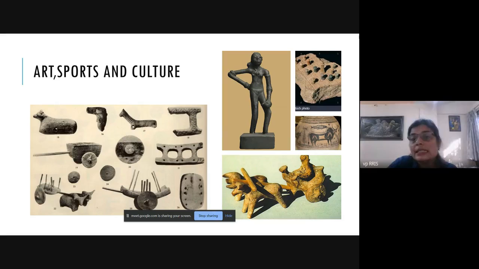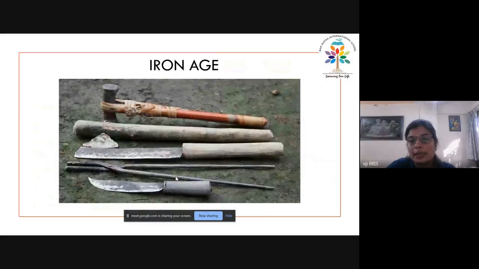If you see this lady standing in a dancing pose, that shows that dance was one of their favorite art forms. Okay. Then you see this chess-like game here, which shows that they used to play this game. Can you see this pottery made with beautiful painting? That shows that painting was also an art form, and they used to make different toys out of bronze, which were used by the children to play. So these were the different forms of art, culture, and sports existing during that time.